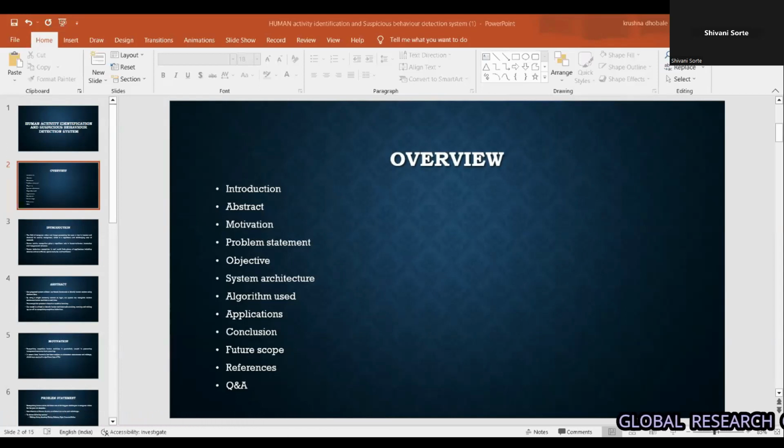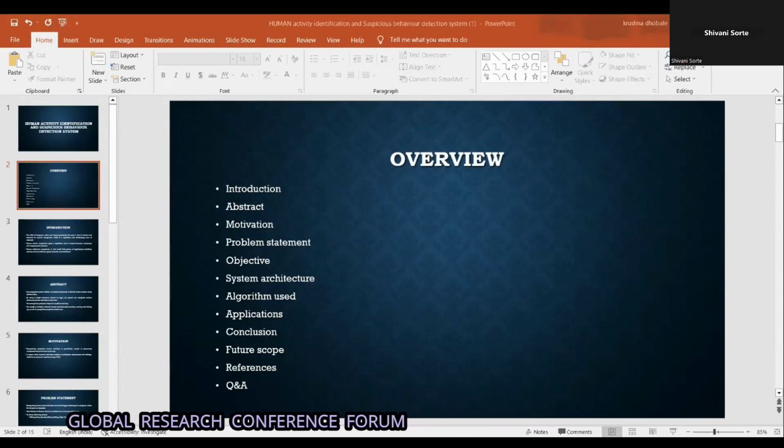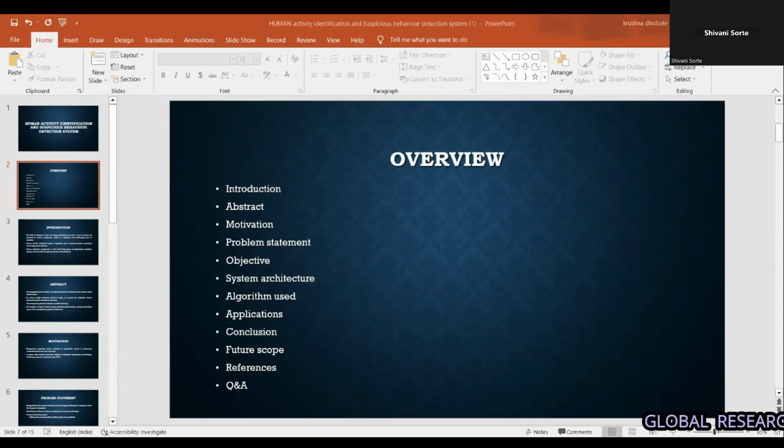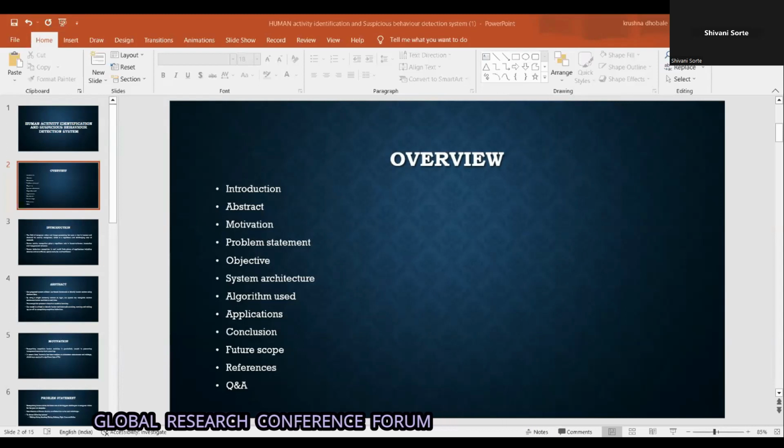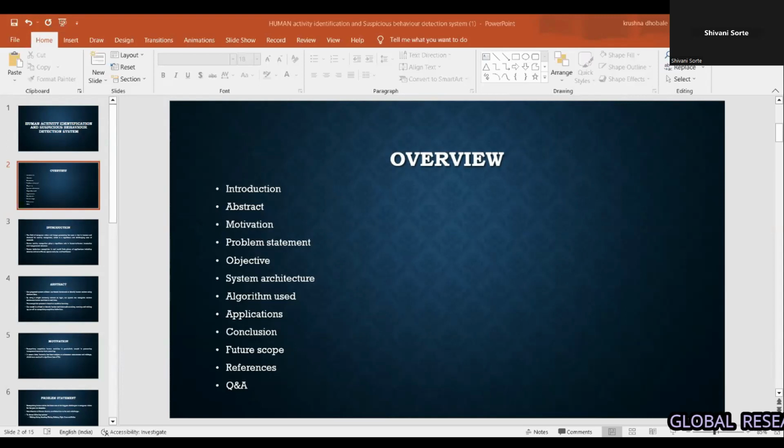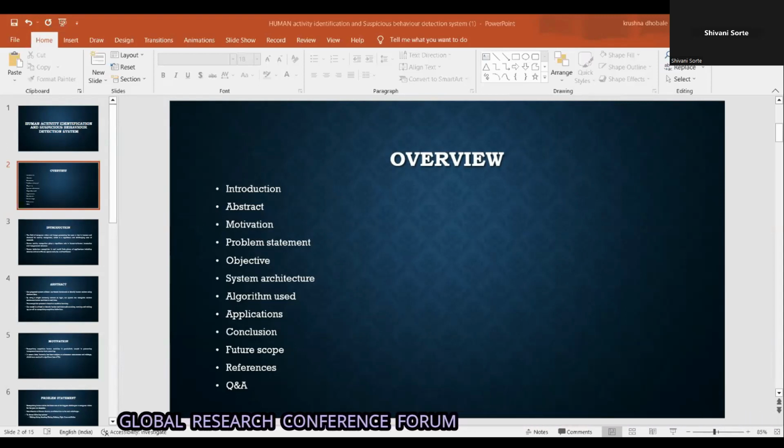The recognition process takes place using machine learning. In machine learning, we use various algorithms to identify human action and suspicious behavior. We propose a system to identify various activities such as sitting, running, and walking in the human activity field, and in suspicious behavior, we find the fighting and robbery scenes.